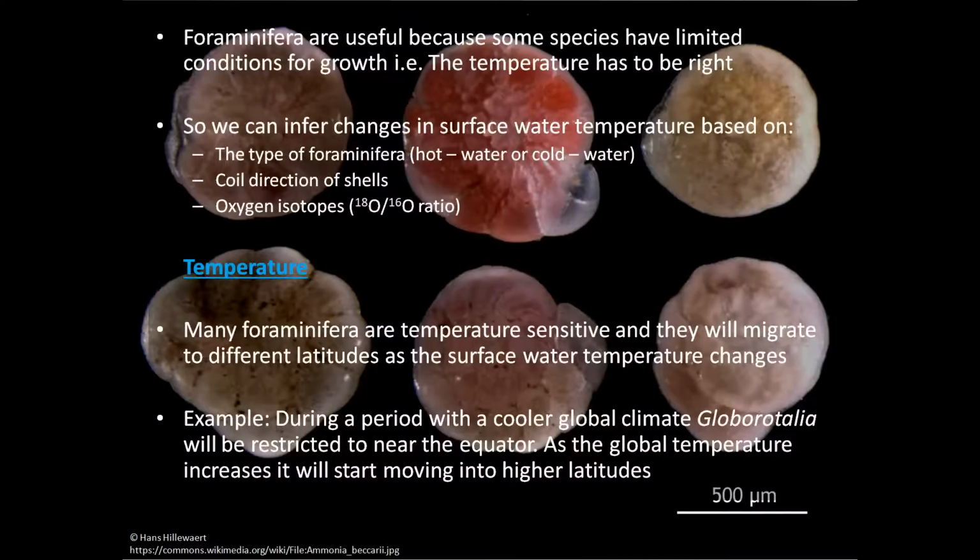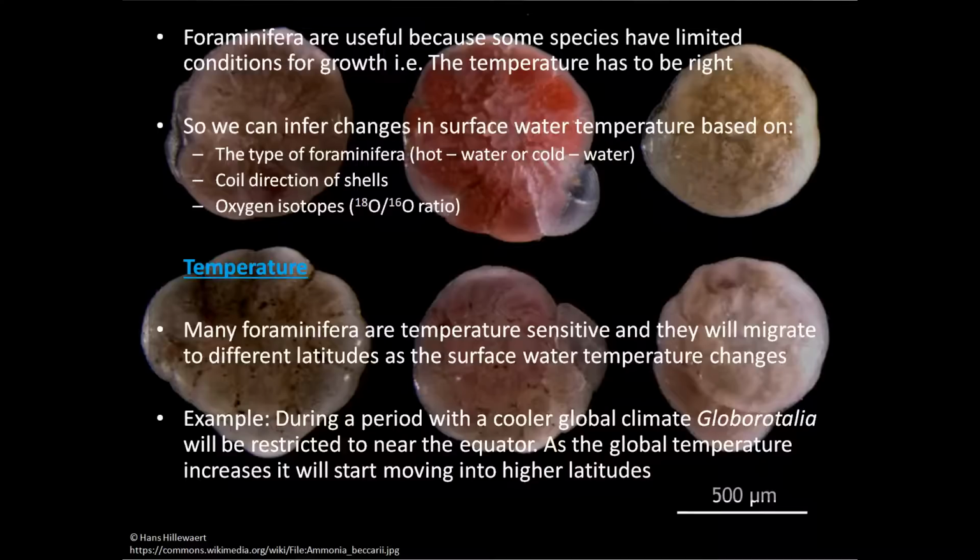So foraminifera are useful because some species have very limited conditions of growth. Essentially, for some species the temperature has to be just right. If it's too cold or too warm, they can't live in those environments. So we can use foraminifera to infer changes in ocean surface water temperature based on three changes that we can see.